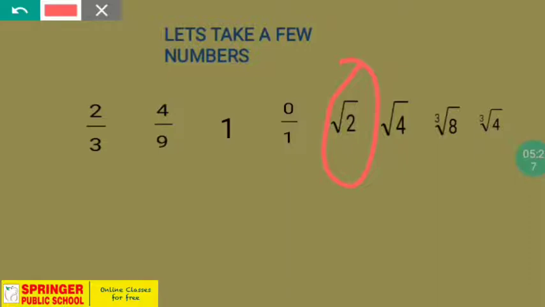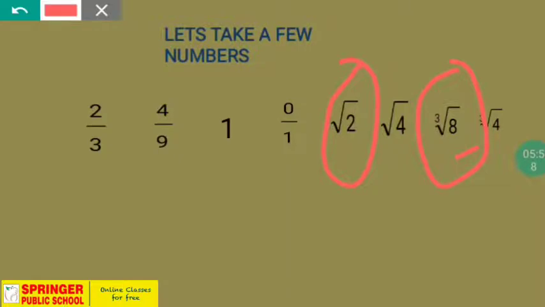Similarly, we can extend the definition to cube roots. If we have a perfect cube under a cube root, then it is a rational number. And if we don't have a perfect cube under a cube root, it's an irrational number. For example, you can take the third number, that is cube root of 8. The number under the cube root is 8. 8 is a perfect cube and hence it is a rational number. Whereas cube root of 4 is not a rational number because 4 is not a perfect cube.